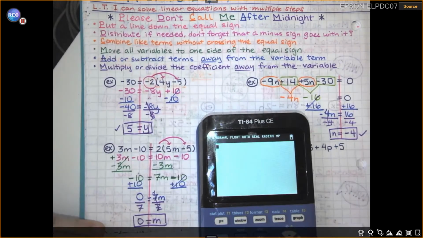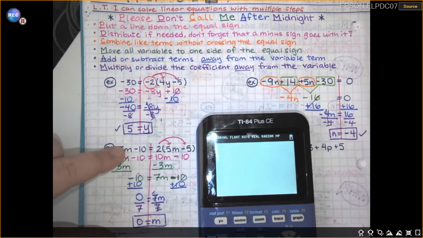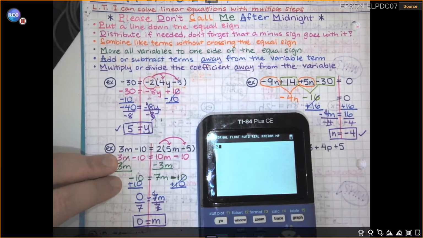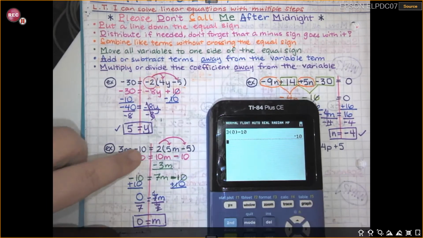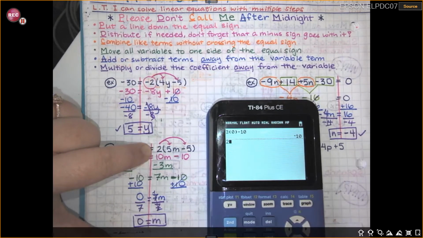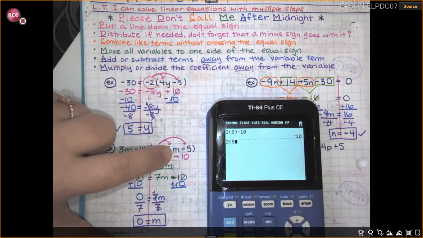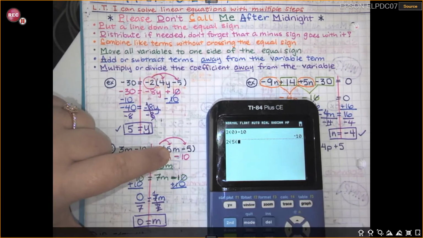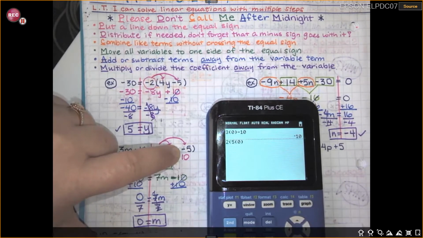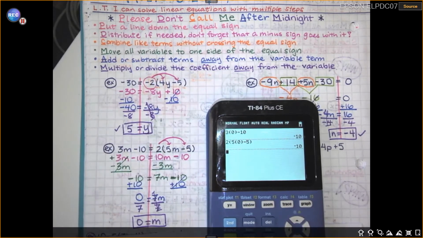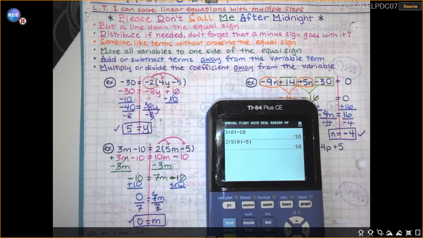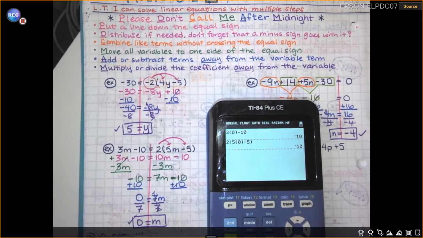And if we check on our calculator, this time I have to do each side. So the first side is 3 parentheses 0 minus 10. That equals negative 10. Now I'll do this side. 2 parentheses 5, and then instead of m, I'm going to put in 0, so parentheses 0, minus 5, close the parentheses, negative 10. So since the 2 sides are the same, that is the correct answer. Okay?